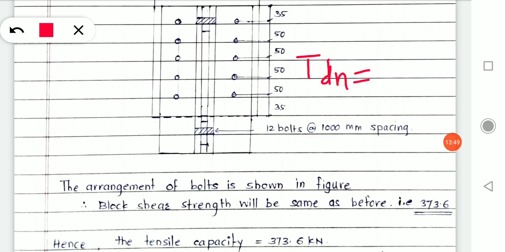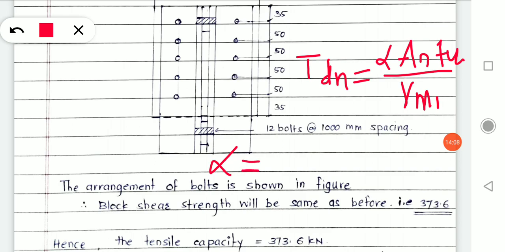TDN formula, if I am using the alternate formula, that will be alpha into AN, net area, into FU divided by gamma M1, okay. If we select, alpha will be 0.8 again, because the clause says that if you are using more than 4 number of bolts, the alpha will be 0.8. What will be AN? AN will be the same, because see, the arrangement has not changed.